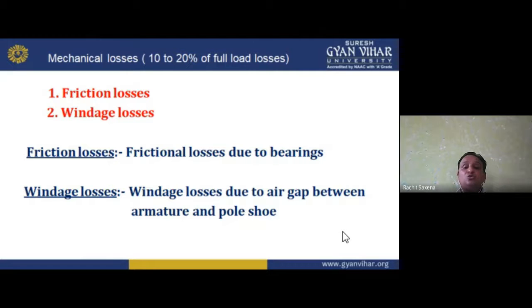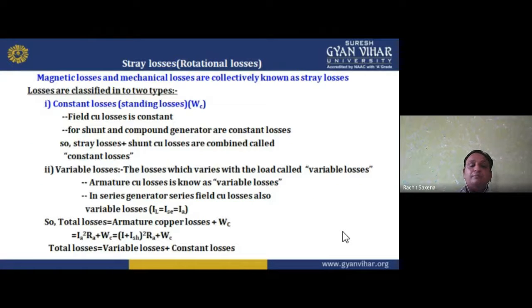So windage loss is due to the air gap between armature and pole shoe. Armature is there and pole shoe, like this, there is a gap. So it is moving, so it gives high pressure friction. So it gives the wind plus age, windage loss. I hope you understand. Now magnetic losses and mechanical losses are collectively known as stray losses.